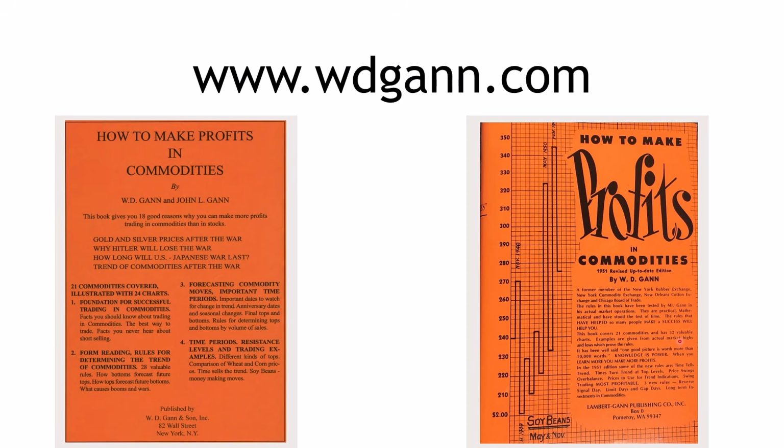But the main difference here you'll note is that the 1951 revised up-to-date edition lists WD Gann as the sole author, whereas the 1941 version listed WD Gann and John L. Gann, his son. And if you read through the book, there's gushing praise of John. Gann writes about the sections that John wrote. There's a picture of John.